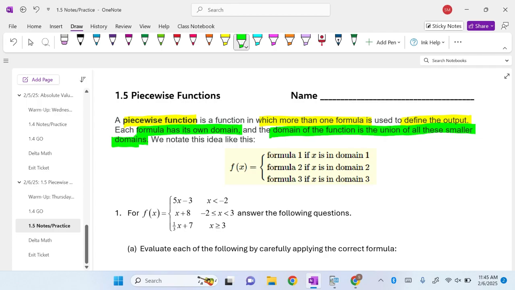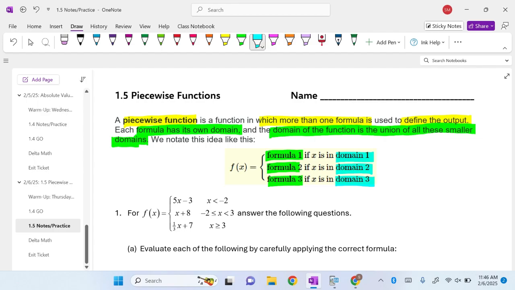So the way this usually looks is that you would have whatever your formulas are, in other words, whatever your equations are that describe parts of that function. Then you would have the domains for each one. So we're basically saying that this part of the function is in play when x is within this range, or within this interval.